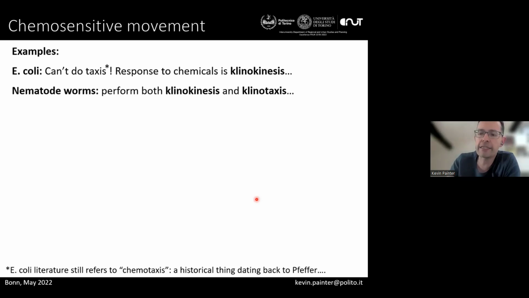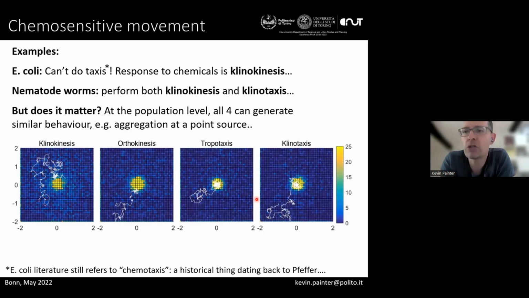Okay, so we've got all of these different ways. But does this really matter at the macroscopic level? Whichever of those four schemes you take, whether you do a clinokinesis, an orthokinesis, a tropotaxis, or a clinotaxis, you can set up a Monte Carlo type simulation to describe the movement of some particle in response to some attractant source at the center. And all of those can give rise to that same overall macroscopic behavior where you see the aggregation of the population at a point source.